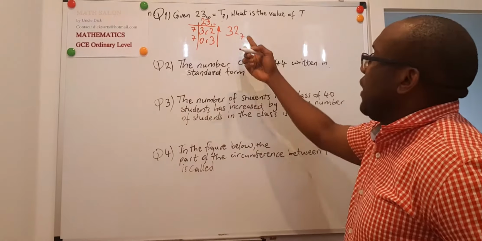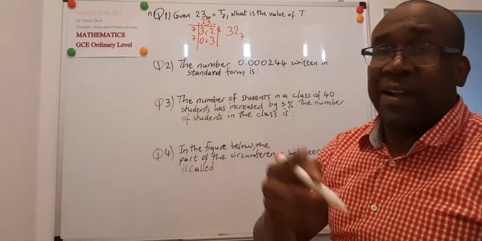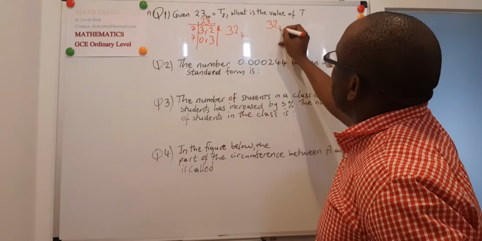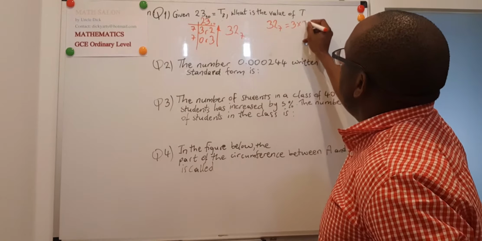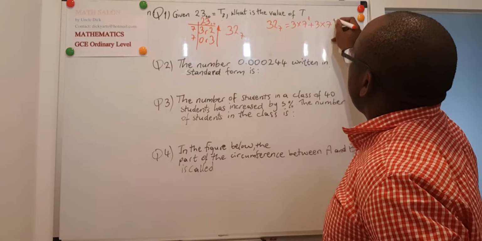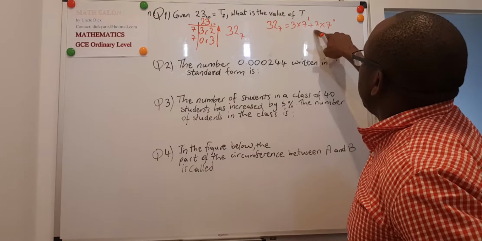Of course, you can check if that is true. 32 base 7, if you want to express it back to base 10, would be 3 times 7 to the power 1 plus 2 times 7 to the power 0.